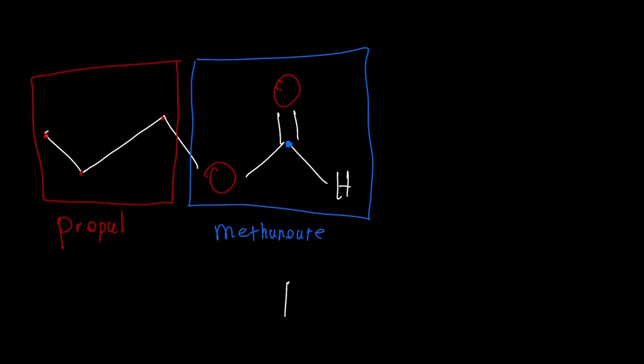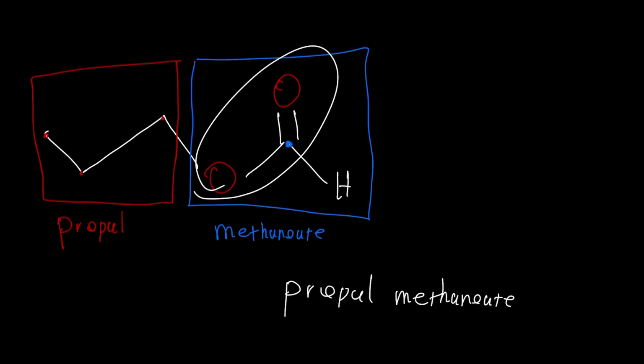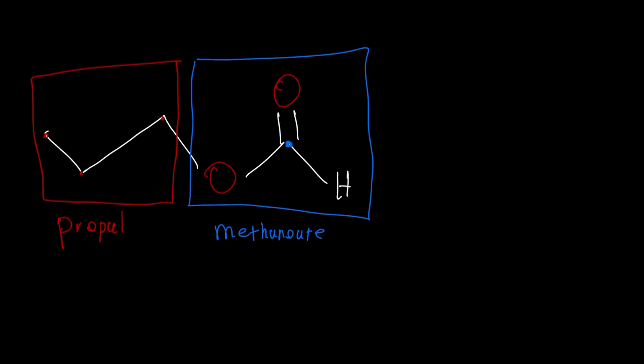So to put it together, it's going to be propyl methanoate. And the oate part is always going to be on the section where you're going to have the 2 oxygens. And the alkyl part, the yl, is going to be on the part where you don't have any oxygens.